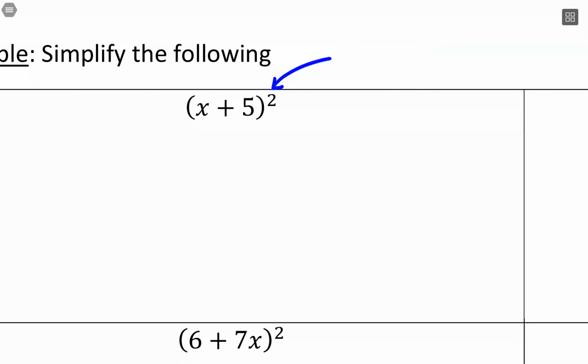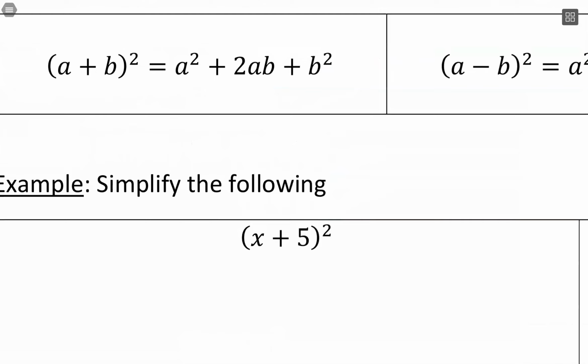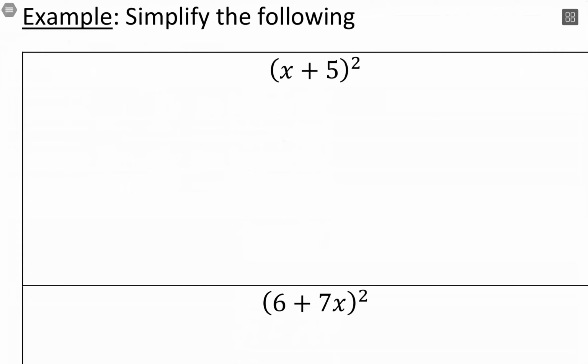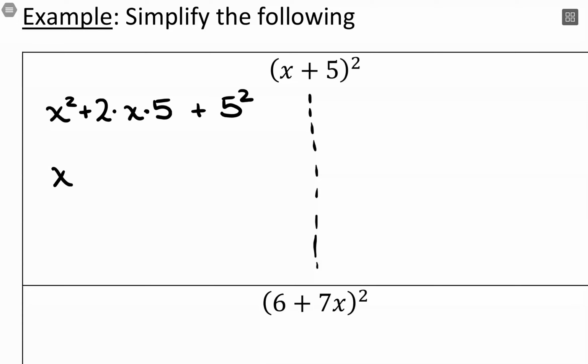Now, there's a rule listed up above here, so because it's addition, what I'm going to be doing is taking the square of the first term plus 2 times the first term times the second term, and then the third term squared. So I'm going to show you this in two different ways. Applying that formula, x is essentially a, and 5 is essentially b. So we take x squared plus 2 times x times 5 plus 5 squared. And then just simplifying that down to the perfect square trinomial.